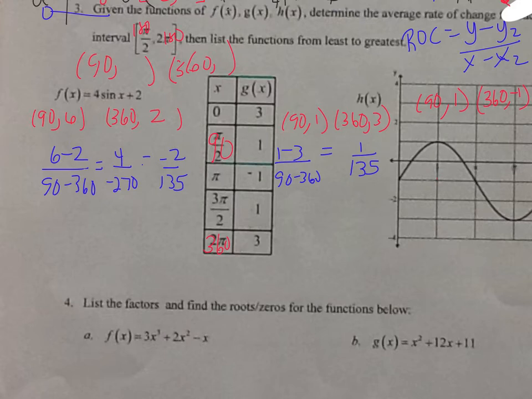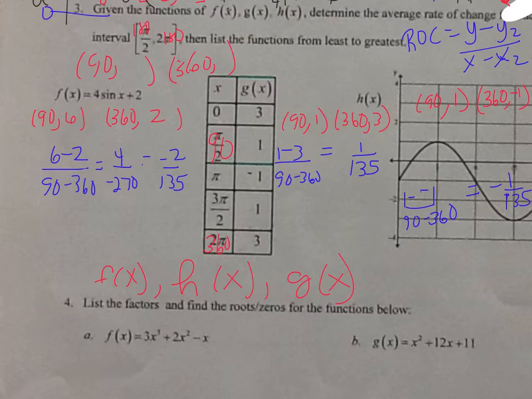Okay, so let's see. The rate of change is going to be 1 minus negative 1 over 90 minus 360, and that comes out to be negative 1 over 135. Okay, so now we're going to put in order from least to greatest. My smallest would be f of x, and then the next smallest would be h of x, and then my largest would be g of x.